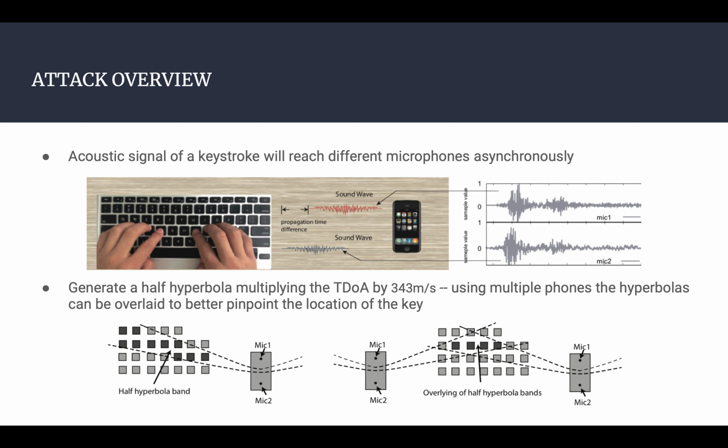And by using multiple smartphones, each one can generate its own hyperbola, which can be overlain to more precisely predict the location of the key. So that's a brief overview. We'll go into obviously more detail as we walk into the workflow.